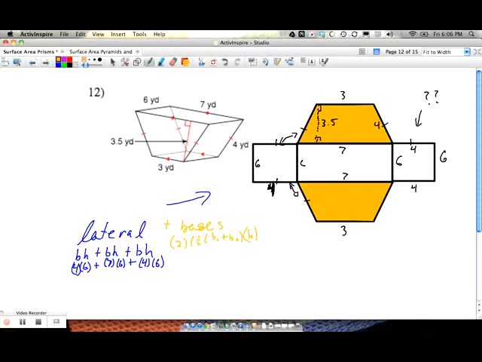Now, this height in this case, just so you guys are recognizing this, is not the 6. It's actually the height of the trapezoid, which is 3.5. So we're going to have 2 times 1/2, which really simplifies to 1. Then the 2 bases that we're adding together are 7 and 3, so that's 7 plus 3. And then the height of the trapezoid is 3.5. You add all that together, you get the total surface area.